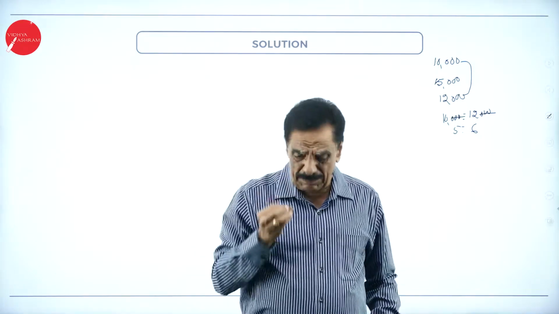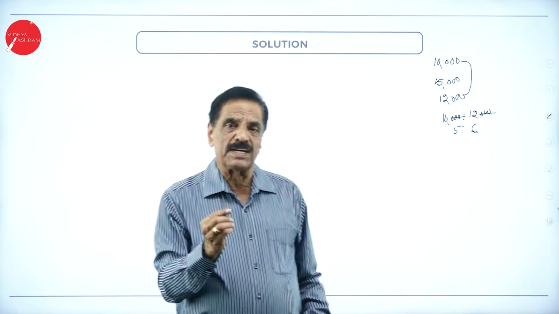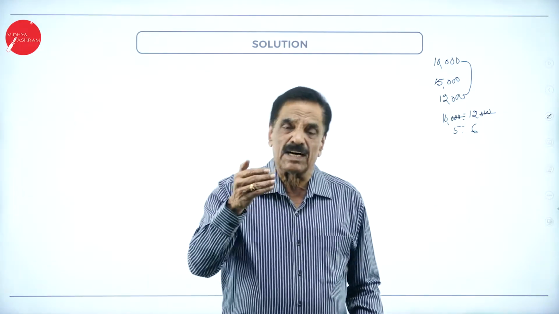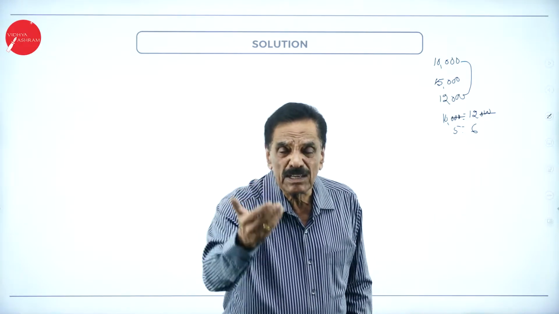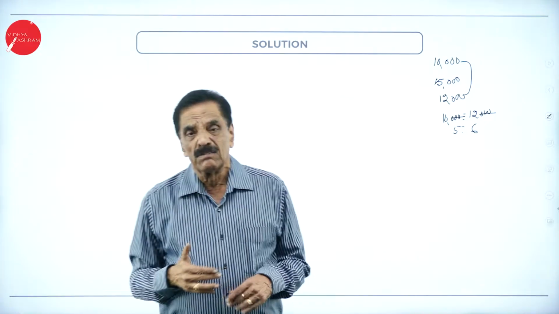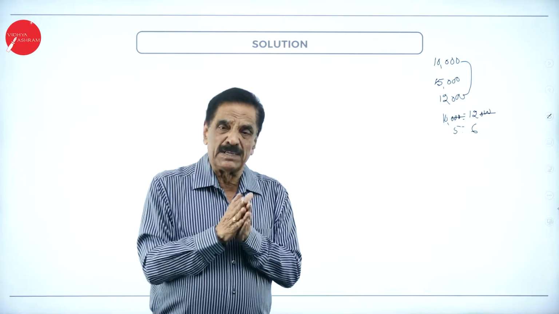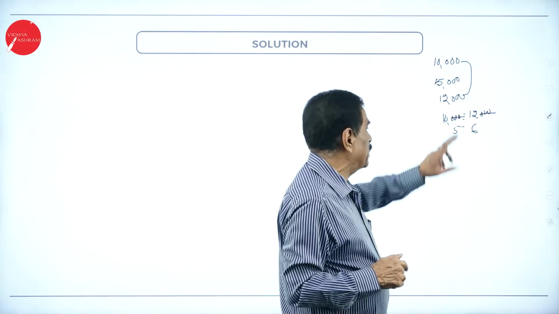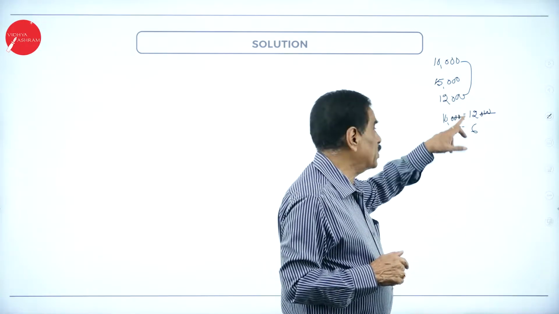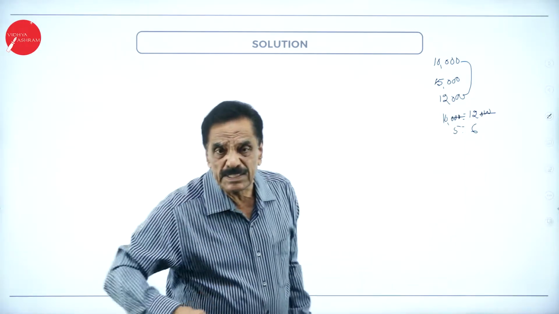The common entries, which I am going to repeat now. First entry, bank account debit to share application account. Second entry, share application account debit to share capital account. By chance, if excess applications come, see this problem: 10,000 shares, how many applications? 15,000. How many accepted? 12,000. So 3,000 applications will be adjusted to allotment.